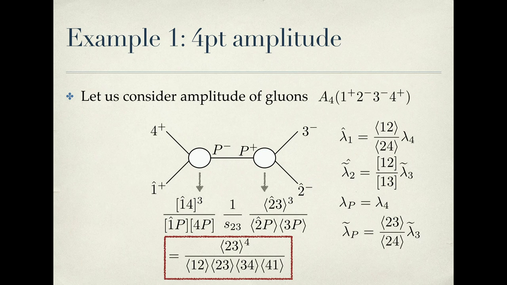And this is a formula. You can notice that it looks like this Parke-Taylor factor I showed before. And indeed, this is the formula for the four-point amplitude for gluons with 2 minus, 3 minus, 1 plus, 4 plus, with this cyclic ordering. So if you want to get the complete expression, you would take that, multiply by traces, and do the thing that I showed before.